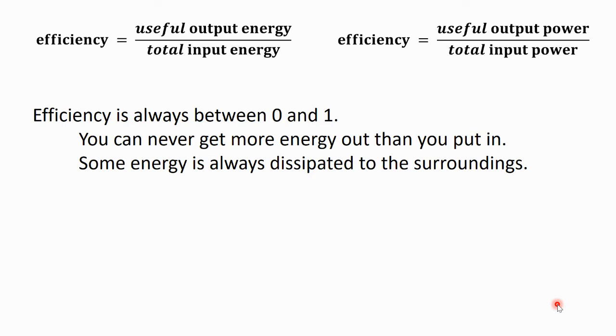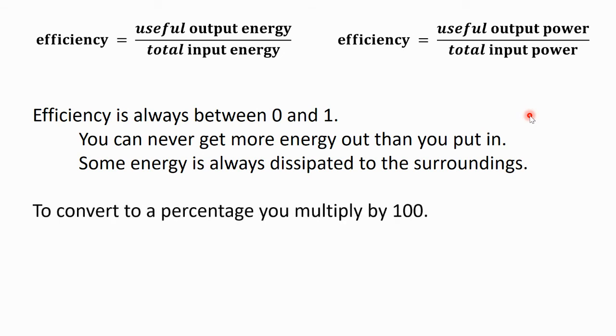You can pause the video now and make a note. What's really important is if you ever get a number that is not between 0 and 1, you are wrong, because you can never have an efficiency greater than 1. You can never get more energy out than you put in. Some energy is always dissipated. Dissipated means transferred. It usually also means kind of wasted, because you can't get this energy back. So some of the energy is always wasted.